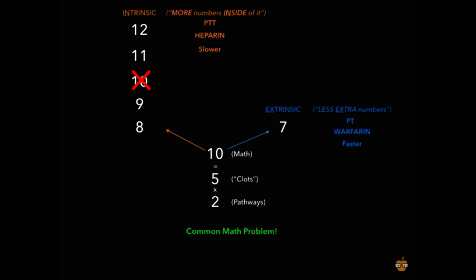Well, the one with more numbers inside of it is intrinsic, and more is in PTT, whereas less would be PT, because there's less numbers in PT but more letters in PTT. So more in PTT, less in PT. That makes sense why PTT tests the pathway with more numbers, because PTT has more letters. PT is in the pathway with less extra numbers, because in PT there are less letters, and in the extrinsic pathway there are less numbers. So this just goes hand in hand.